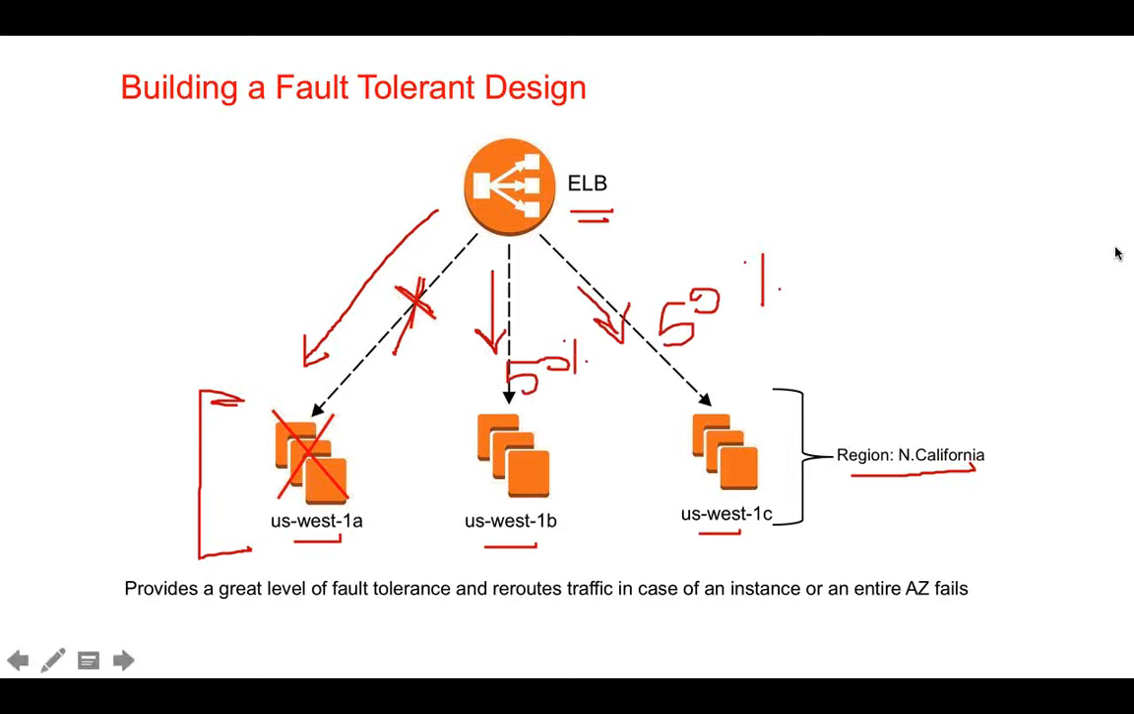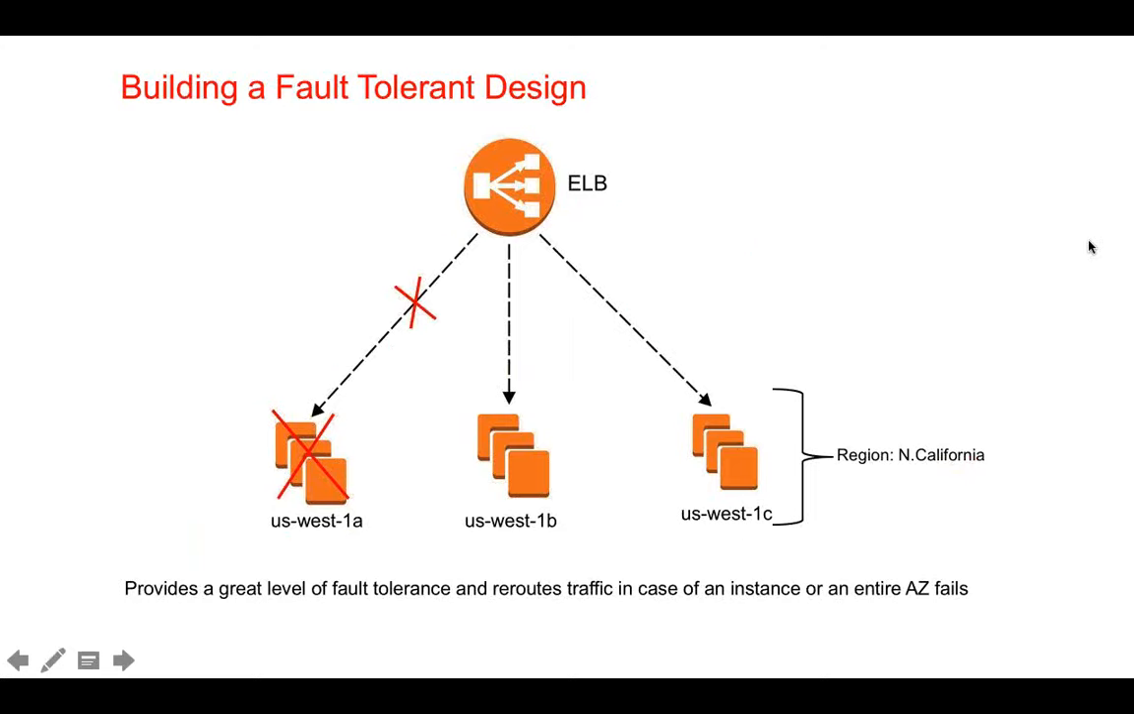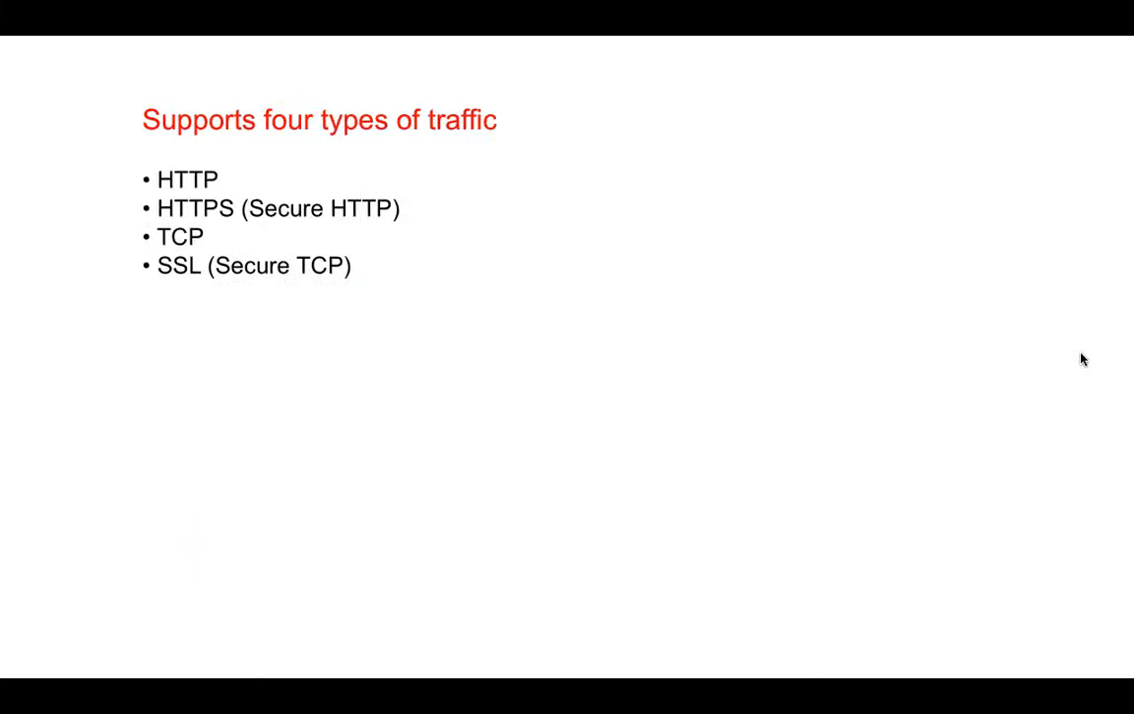So let's move further now. The Elastic Load Balancer supports 4 different types of traffic: HTTP, HTTPS, that's a secure version of HTTP, TCP, and SSL, that is a secure version of TCP.